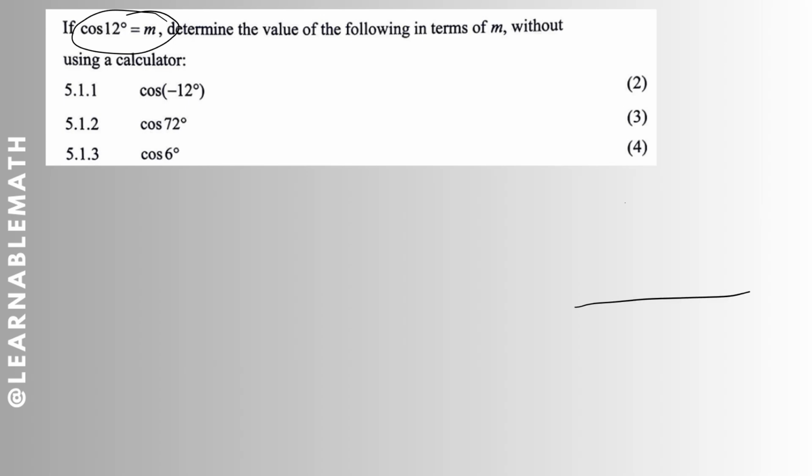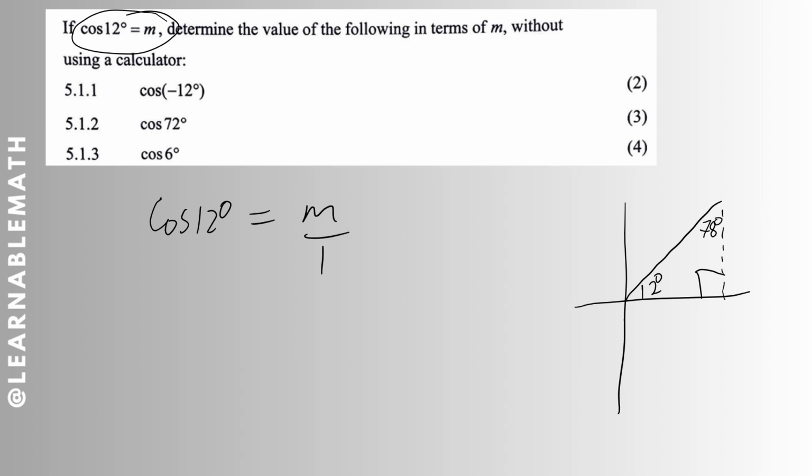So obviously you must know which quadrant your triangle is in. Obviously this is 12 degrees. It's in the first quadrant, between 0 and 90 degrees, right? So your triangle will be in the first quadrant, and you have 12 degrees here. Then if you calculate this one, it will be 78 degrees. Then we know that if we say cos 12 is equal to m, we can say m divided by 1, and cos is what, adjacent over hypotenuse, right? So obviously m will be your adjacent, 1 will be your hypotenuse.